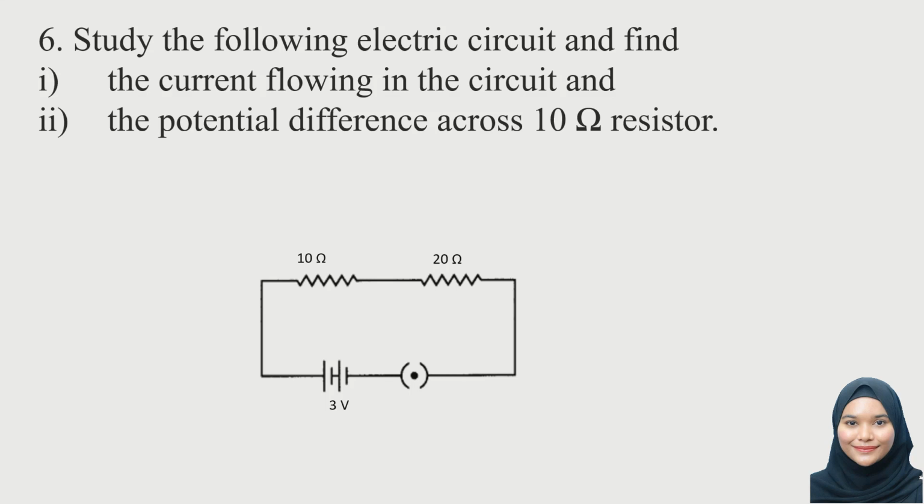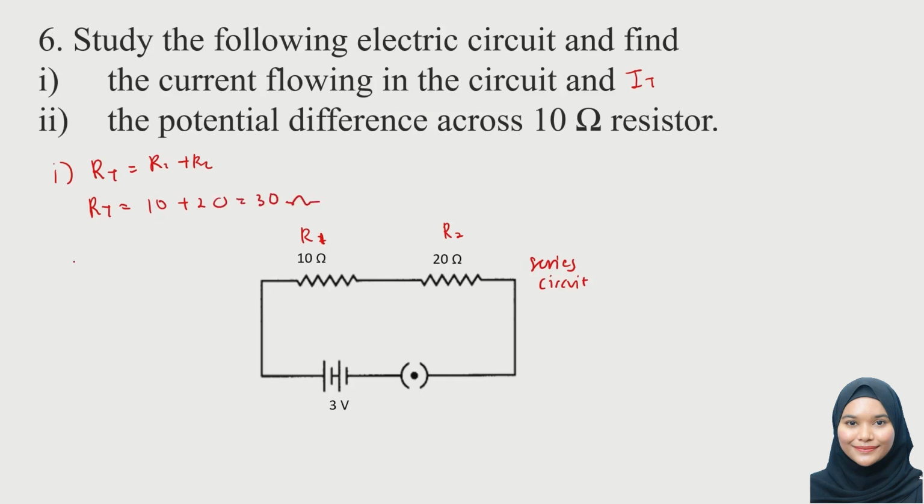Study the following electric circuit and find the current flowing in the circuit. Okay, now, so we have a series circuit. So first of all, like I told you before, in order for us to find the total current, we need to look for the total resistance first. Okay, let's look for the total resistance. So this is a series circuit, so total resistance is R1 plus R2. I will label the 10 ohm resistance as resistor 1 and the 20 ohm resistor as resistor 2. So total resistance will become 10 plus 20 equals 30 ohm.